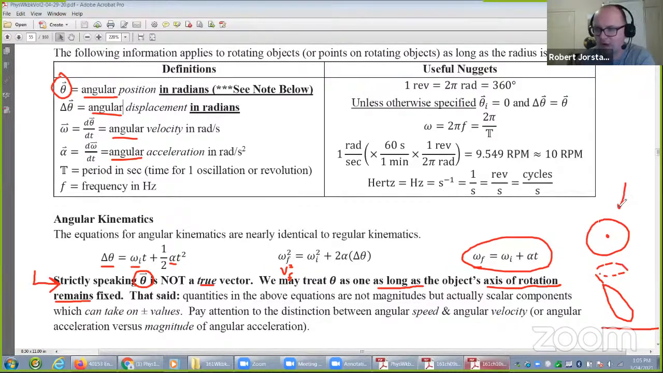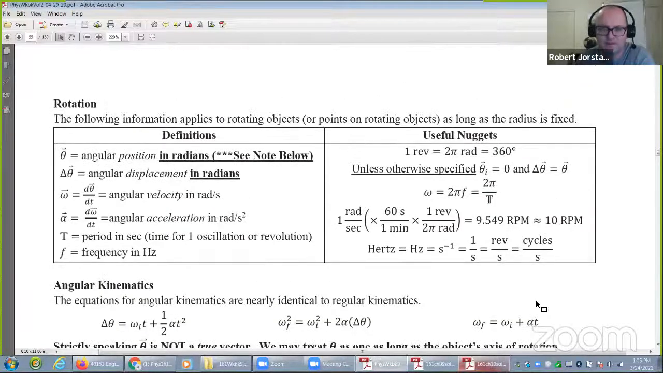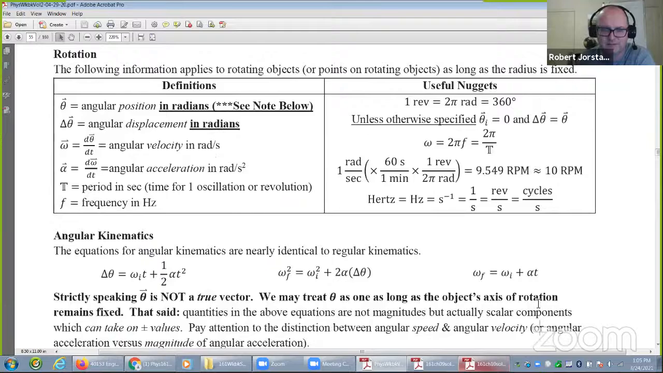However, for a lot of problems, let's say you've got a flywheel in an engine, spinning on an axis, or a tire of a bicycle that spins on an axis, or a figure skater spinning on an axis, a lot of typical problems, we can get away with this. Any questions about that before we scroll down? This is page 55, rotation definitions.